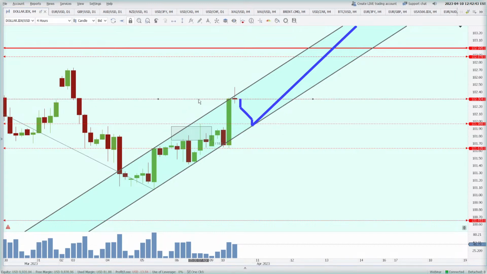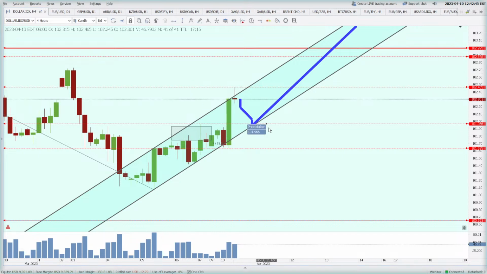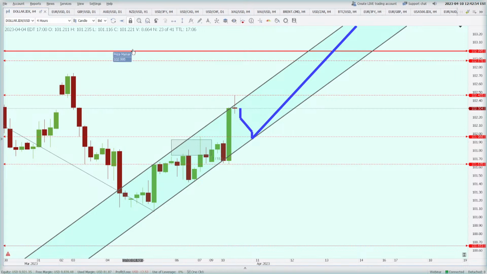This is just what I have made on the 15 minutes. So these are the levels of importance to you in the dollar index. Keep these levels on your charts and we will talk about it tomorrow again if they come.